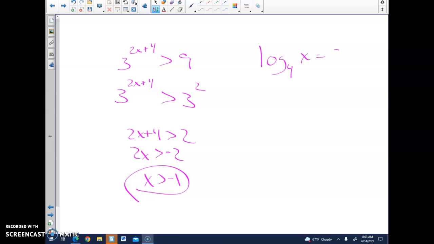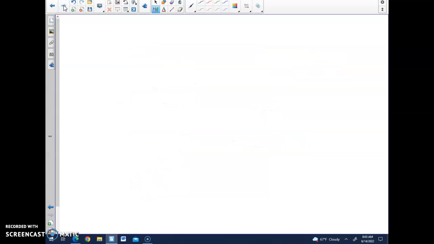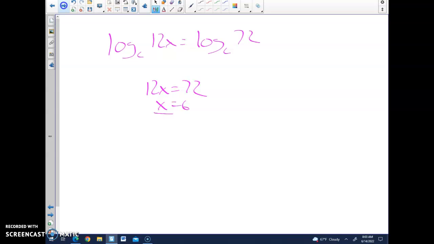Log base 4 of x equals 3. As we said before, it's 4 raised to the third equals x, and 64 equals x. When you have the same bases, you can set these two equal. 12x equals 72 and x equals 6.